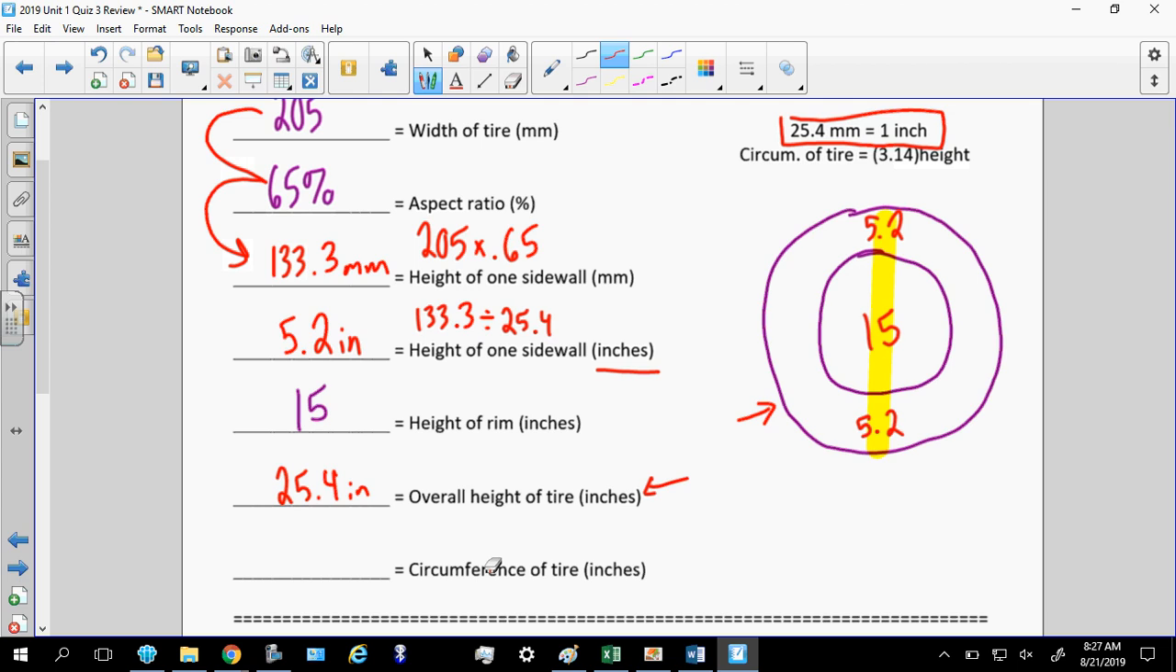Now lastly, find the circumference of the tire. Notice again what I gave you. I gave you the circumference of the tire formula: 3.14 times the height. Well, the height is 25.4, so I'm just going to do that. 25.4 times 3.14. The circumference is 79.8. There we go. That's how easy it is.